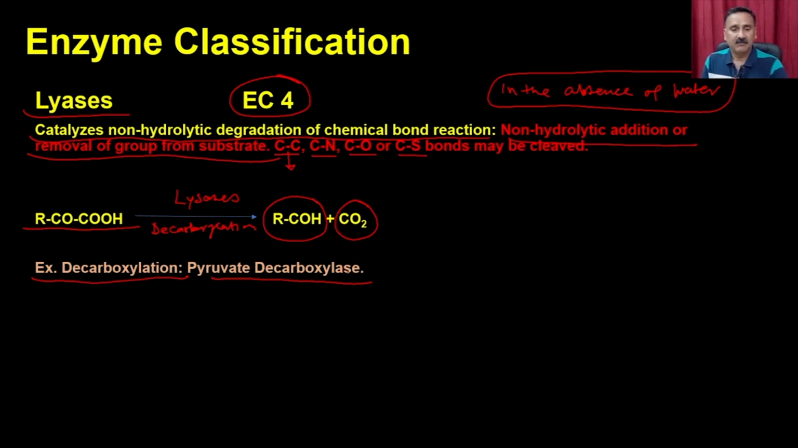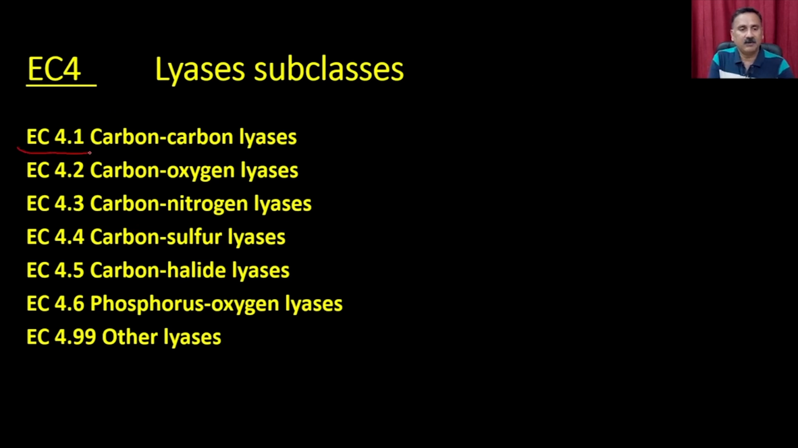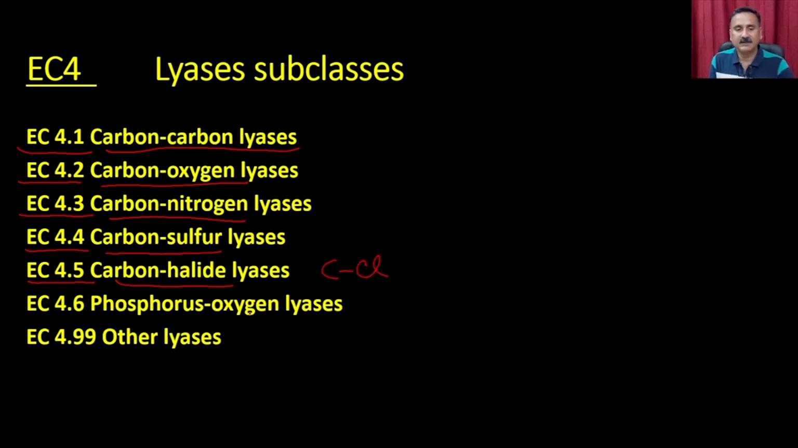Now, the lyases can be further divided into subclasses. These subclasses are EC 4.1, the lyases working on carbon-carbon bonds; EC 4.2, carbon-oxygen bonds; EC 4.3, carbon-nitrogen bonds; EC 4.4, carbon-sulfur bonds; EC 4.5, carbon-halide bonds, so carbon and chloride; then EC 4.6, the phosphorus-oxygen bond; and EC 4.99, which is the other lyases.